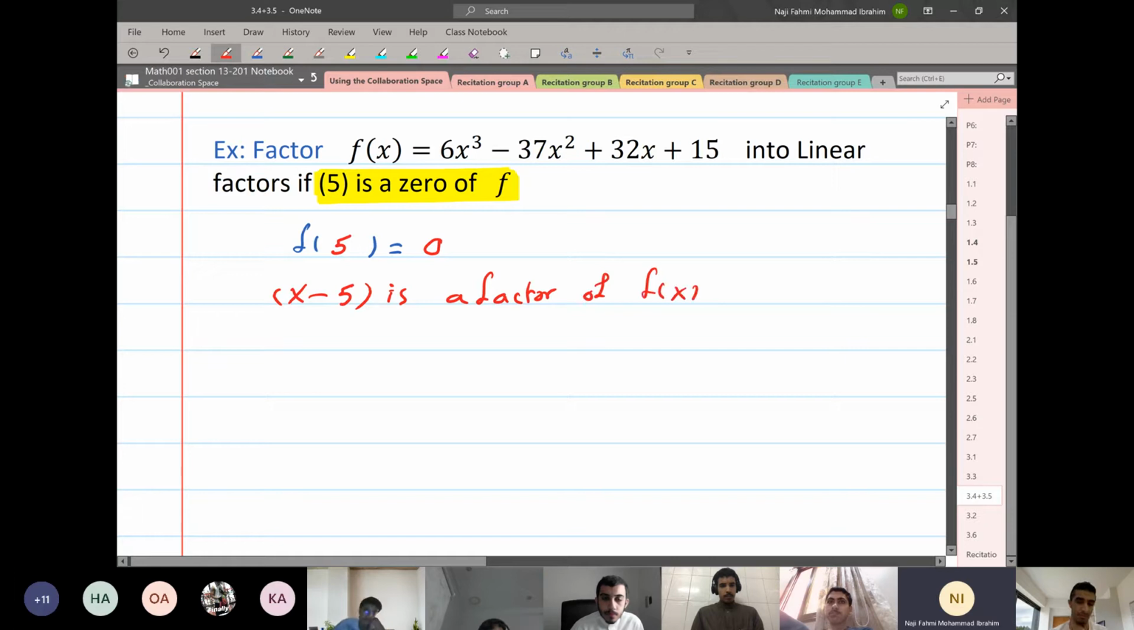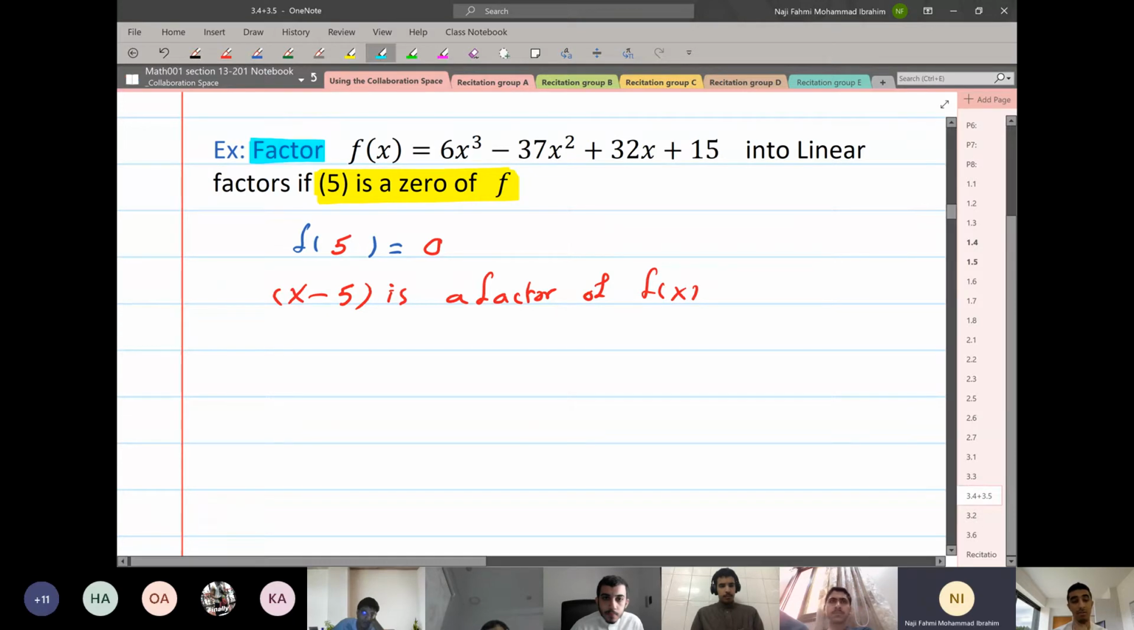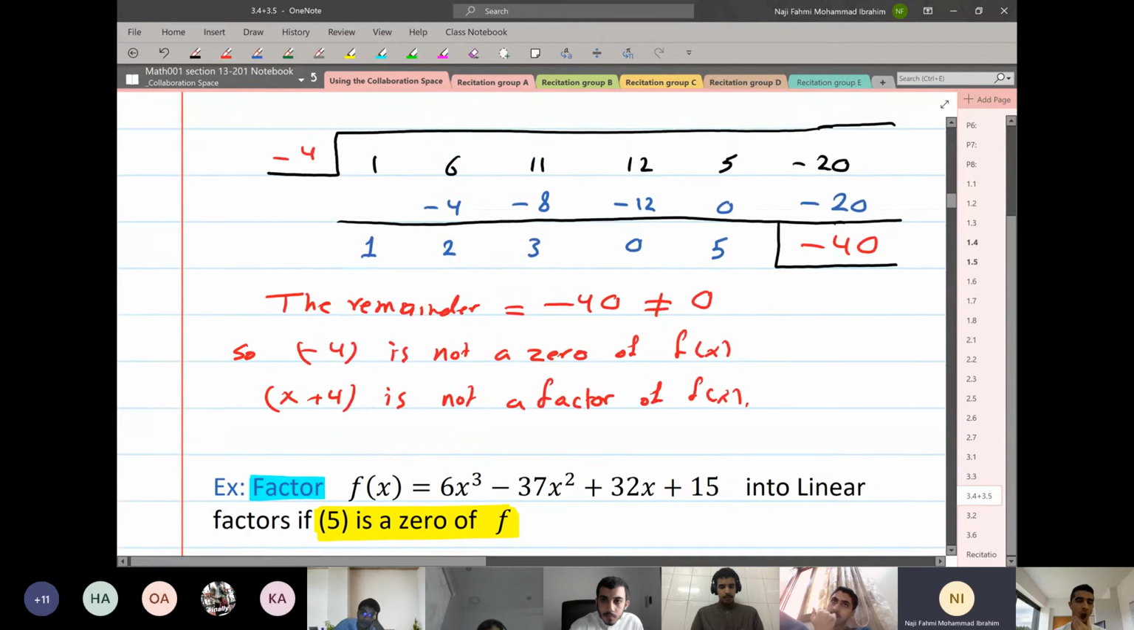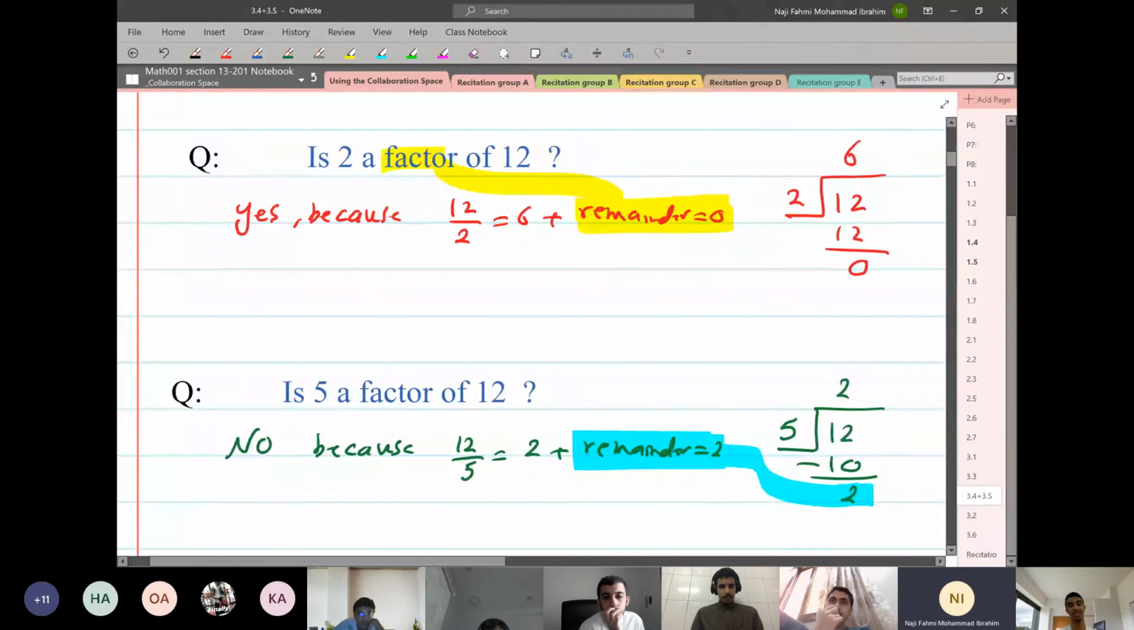Now, since x minus 5 is a factor, the question is asking me to do what? Read the first word in the question. He says factor. So now how can I find the other factors of this polynomial? I know that x minus 5 is a factor. To answer this question, let me go back to the examples that we started with today. Read the first question. We said, is 2 a factor of 12? What was the answer? Yes.